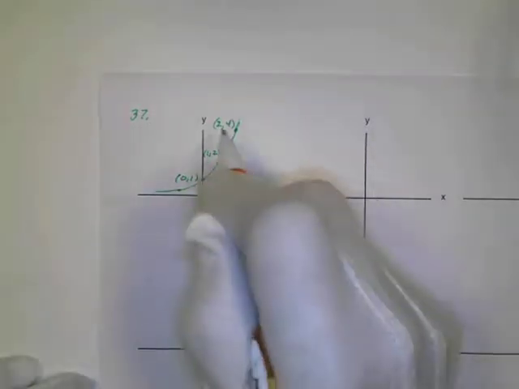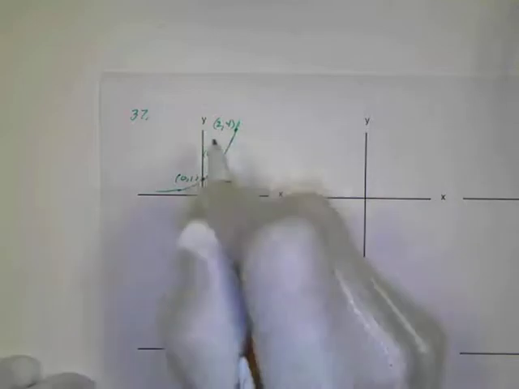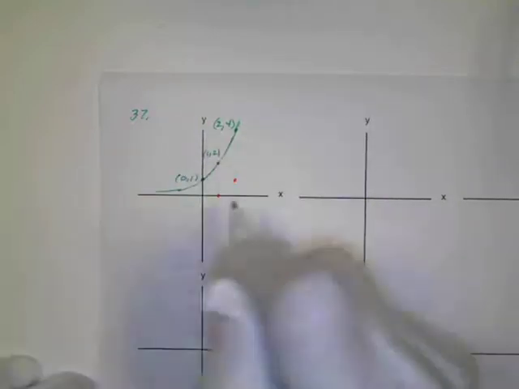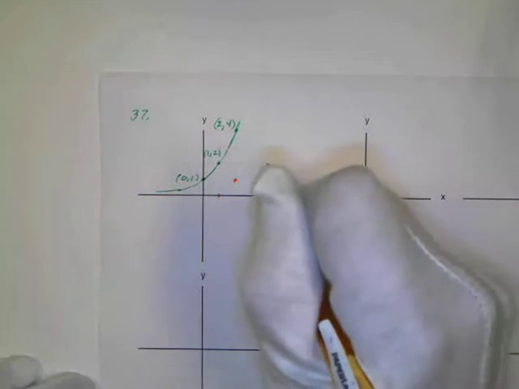And if (2, 4) belongs to the function, then (4, 2) belongs to the inverse, so I go out 4 and up 2, and that belongs to the inverse.